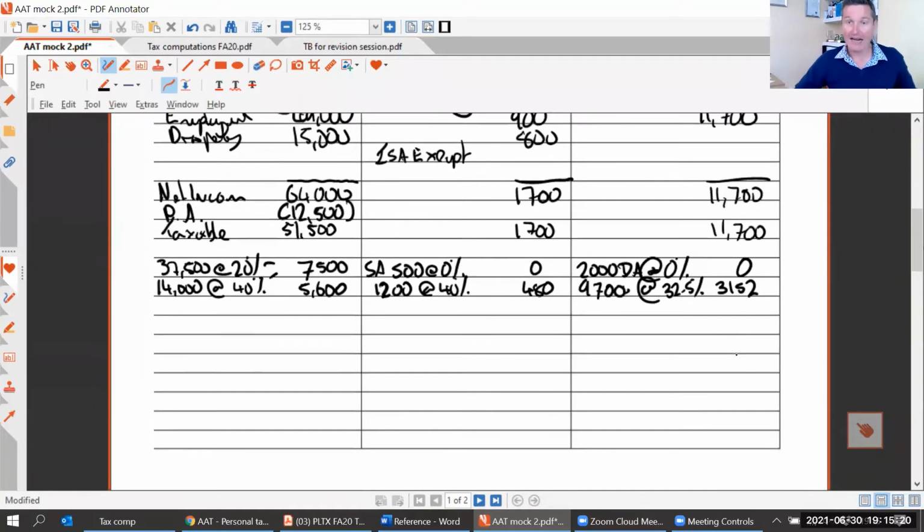So that gives a tax liability of, and we add them all up, so we've got 7,500 plus 5,600 plus 480 plus 3,152 gives a figure of £16,732. Now, if you did this question and you're a pound out because you rounded the dividend a bit differently, do not worry. AAT are more than generous when it comes to rounding.